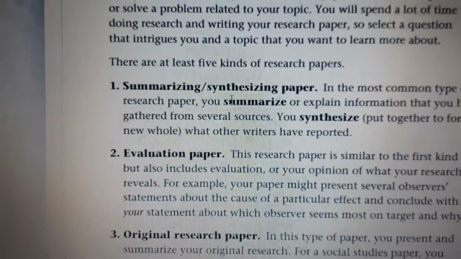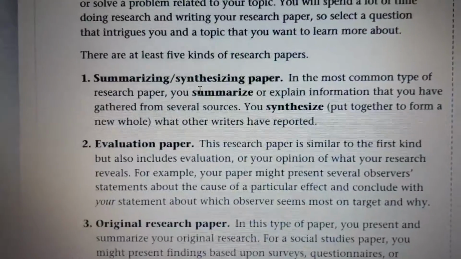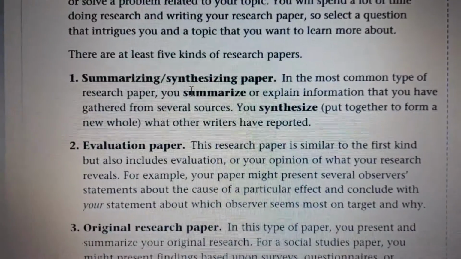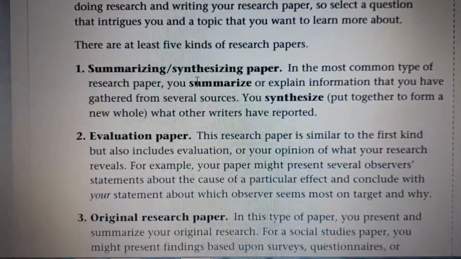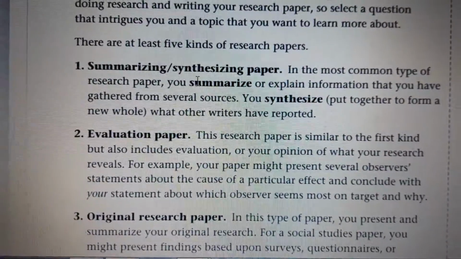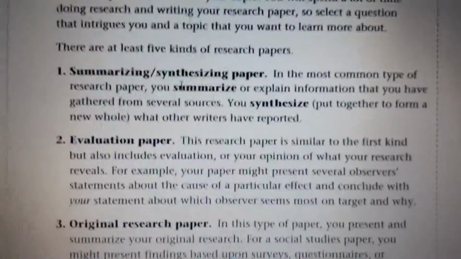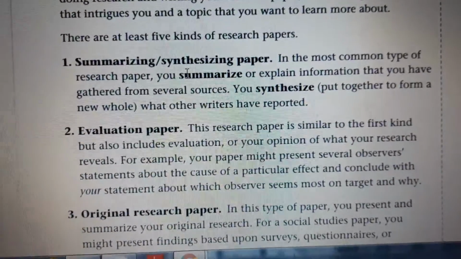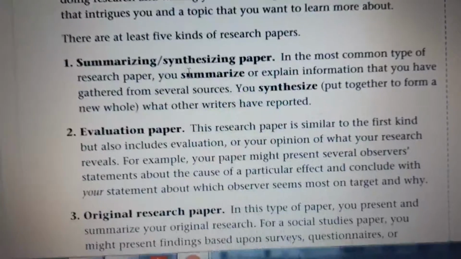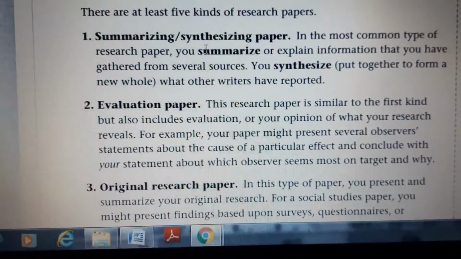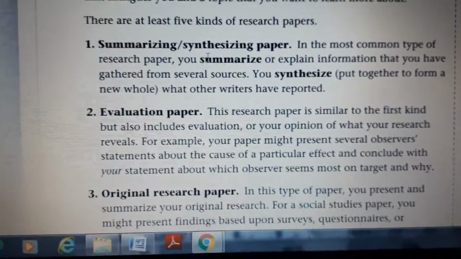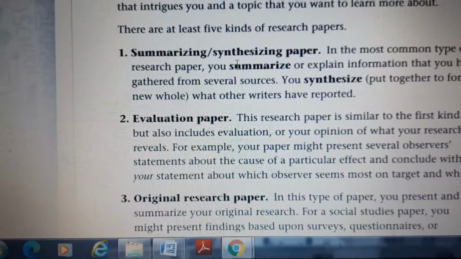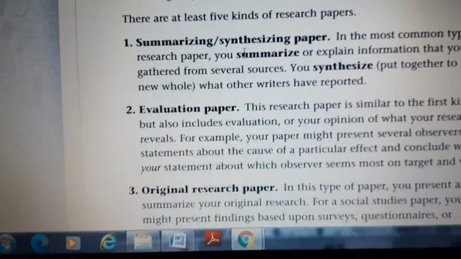Okay, so the evaluation paper. This research paper is similar to the first kind, but also includes evaluation or your opinion. So this is not quite academic. That's why you can give your opinion, because in academic research papers, for the university, like your thesis, or in a school, sometimes you cannot say I believe or I think or in my opinion. But in this one you can say your opinion of what your research reveals.